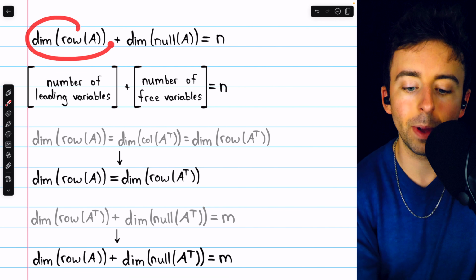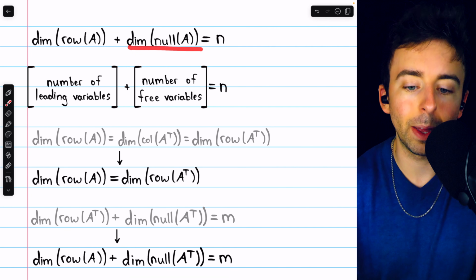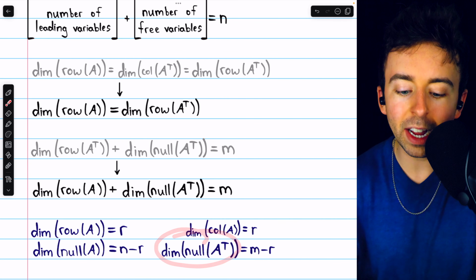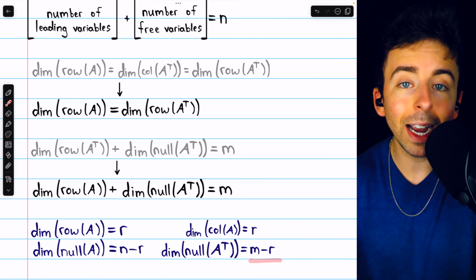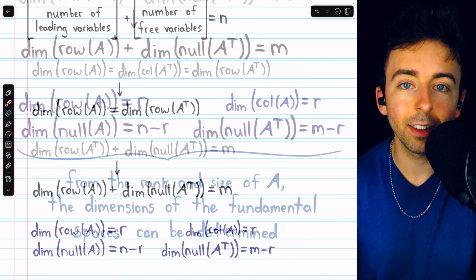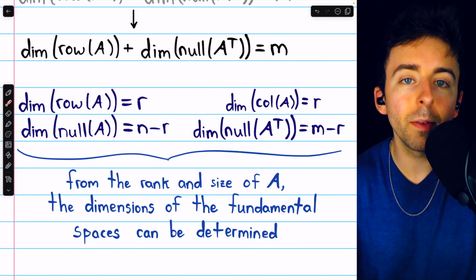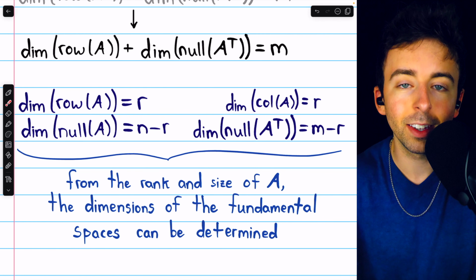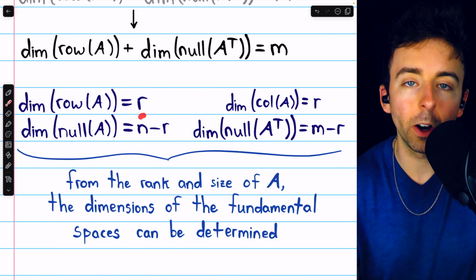That comes from this equation. Just subtract the dimension of the row space, which is r, from both sides, and we get the dimension of the null space. And then the dimension of the null space of A transpose, this comes from this equation, is equal to m minus r. Just subtract the dimension of the row space from both sides. And so we see that the dimensions of the fundamental spaces of a matrix can be determined purely from the rank and size of the matrix. m is the number of rows, n is the number of columns, and r is the rank.